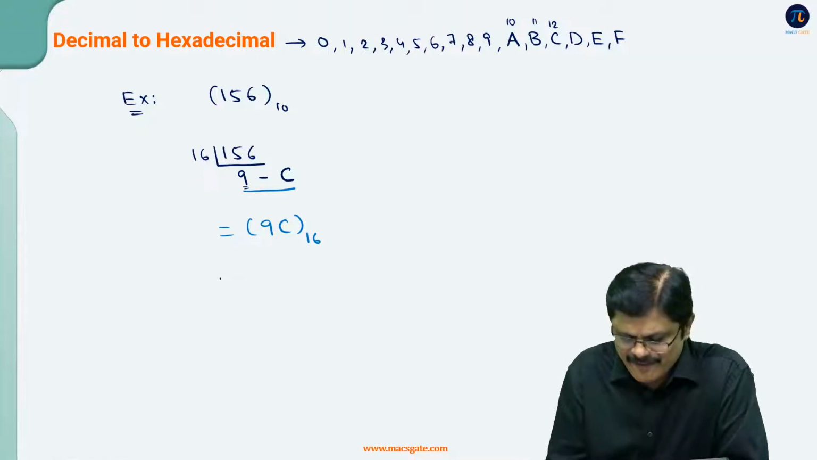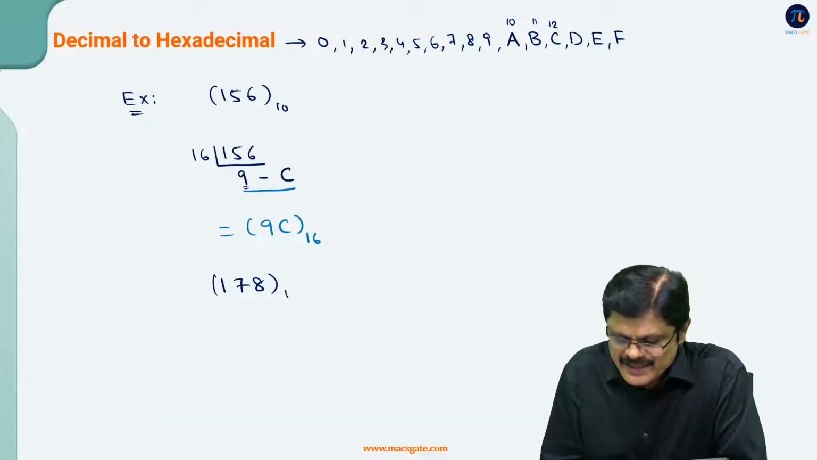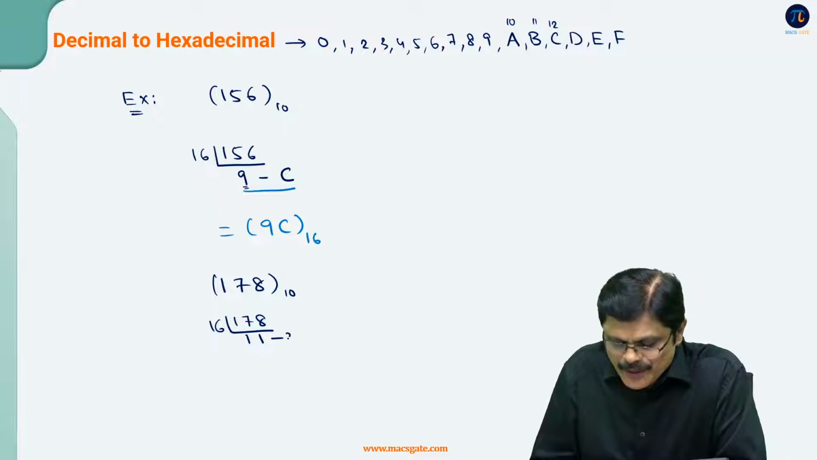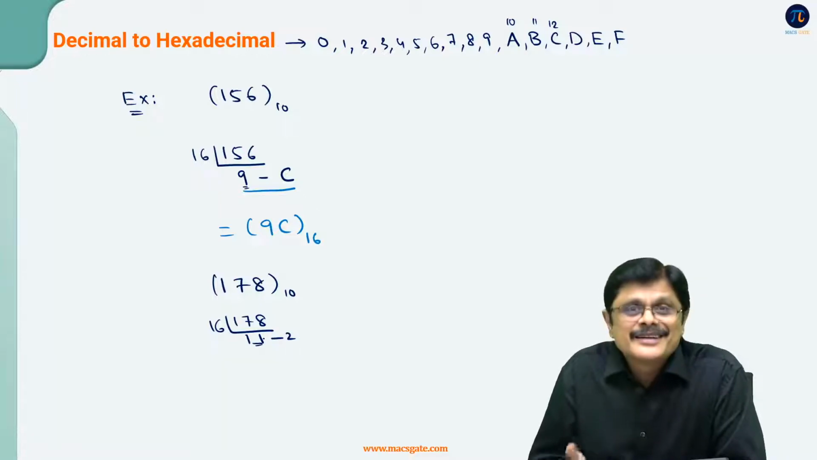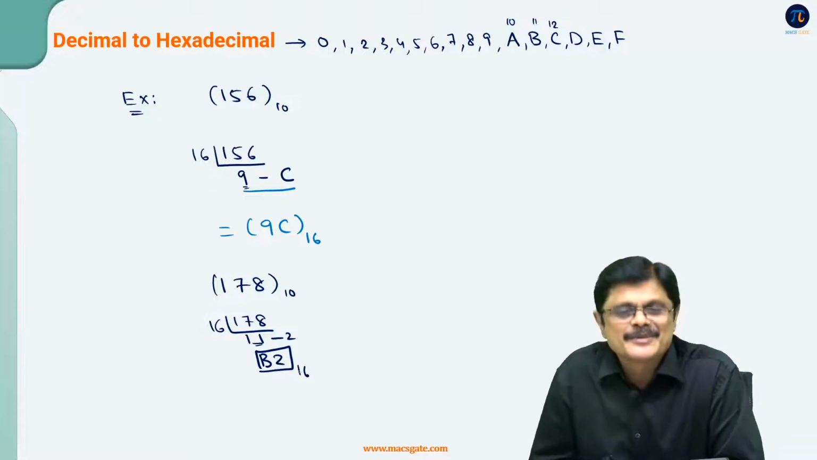You can try any different example, like 178 in base 10, which you want to convert into hexadecimal. 16 ones are 16, with 2 remaining. But 11 is already less than 16, so done. 11 is B. So it is B2 in hexadecimal.